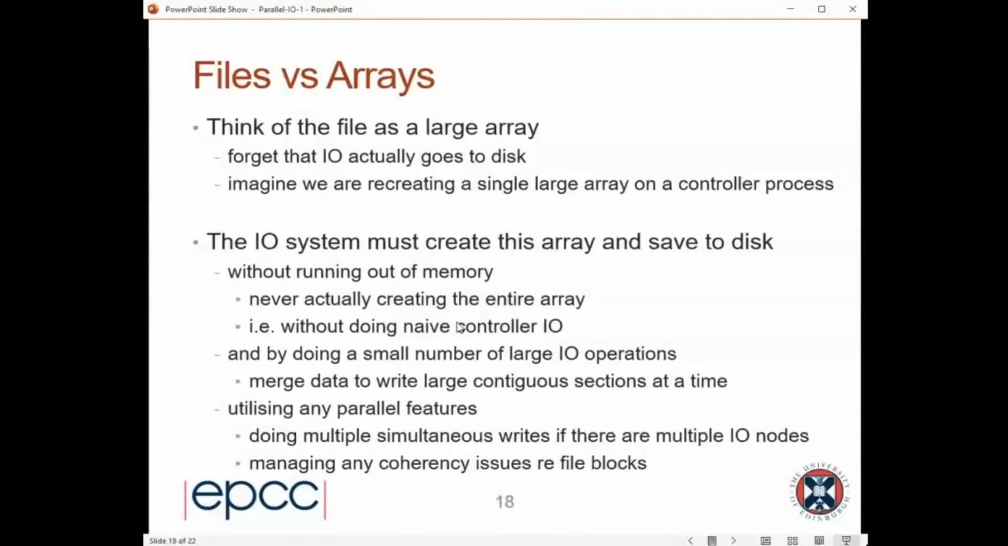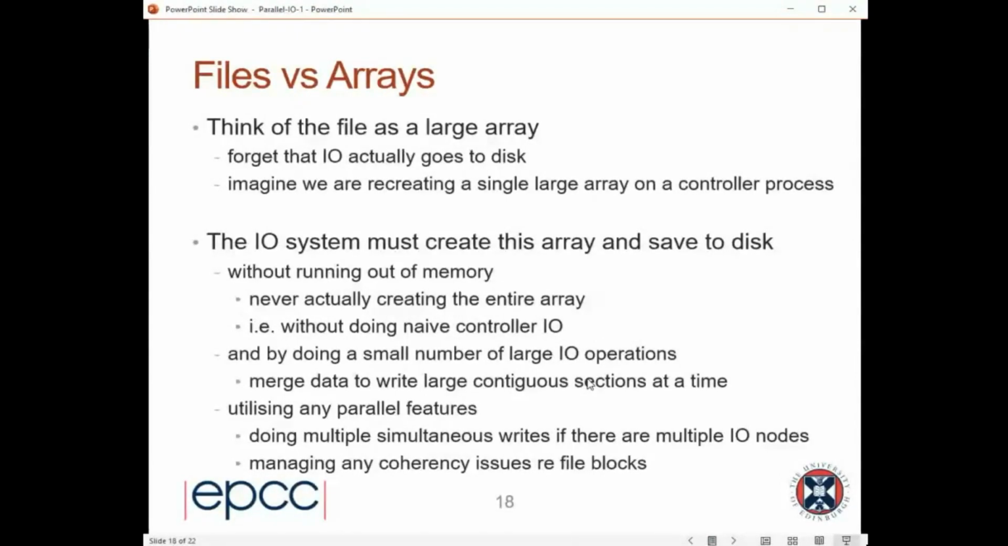I am never actually doing naive controller I/O. So the way you think about it is, imagine I'm doing naive controller I/O. I'm recreating the entire file on a controller process. How does it need to be stitched together to create this array? But we don't actually want to do that. We want to do it more cleverly than that. We also want to do a small number of large I/O operations. We want to merge data to write large contiguous sections at a time. And I'll come back to that.